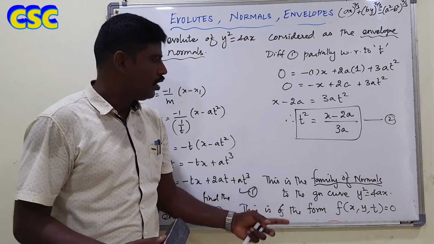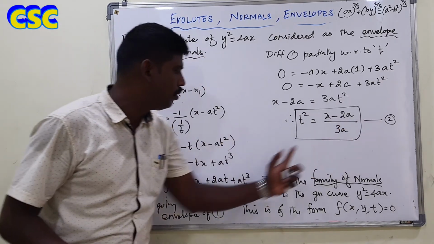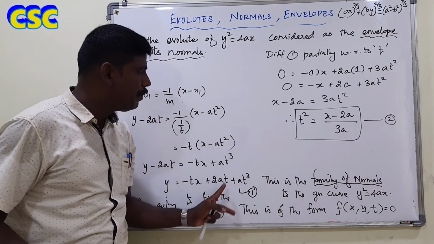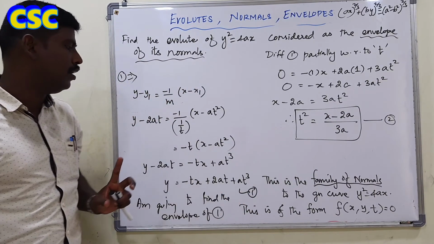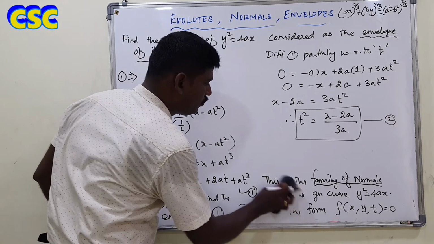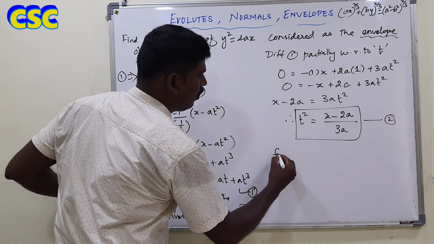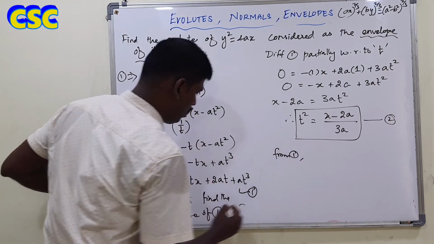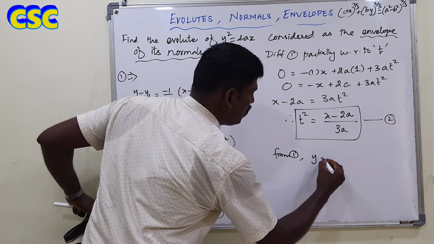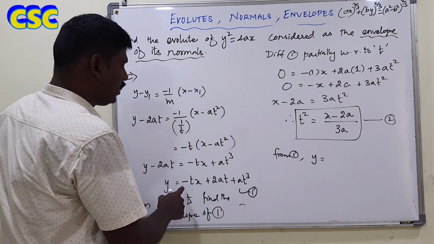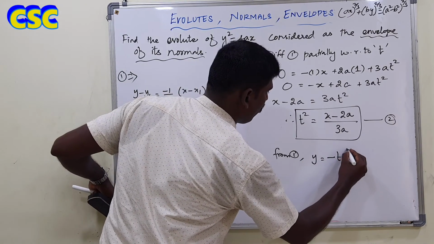Now I am going to eliminate this parameter t between 1 and 2 to find the envelope of this one. Okay, how to eliminate this one? From 1, I can take t as common from the right hand side. So y is equal to, right? Shall I take minus t as common? Okay, minus t as common.